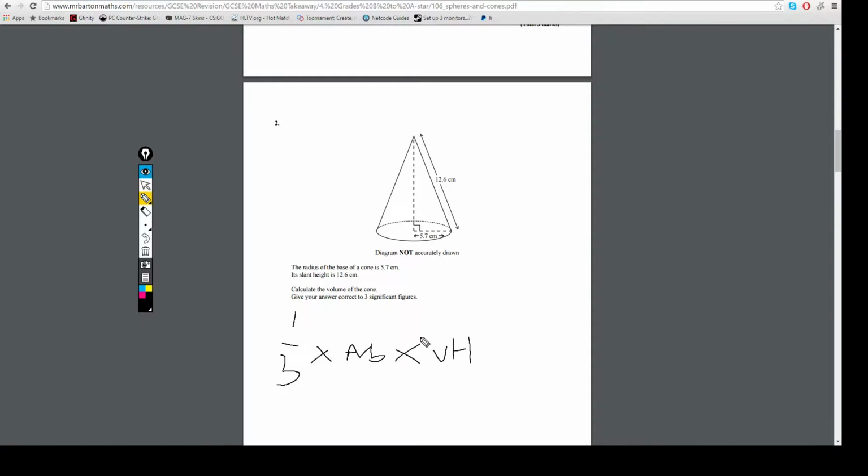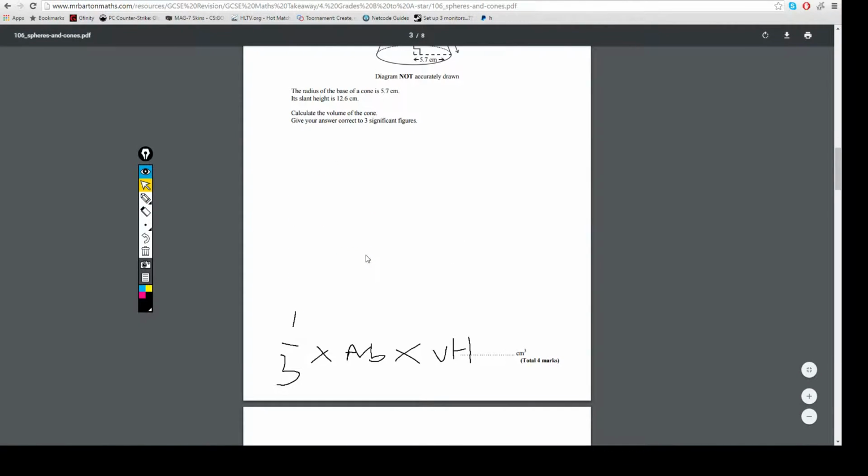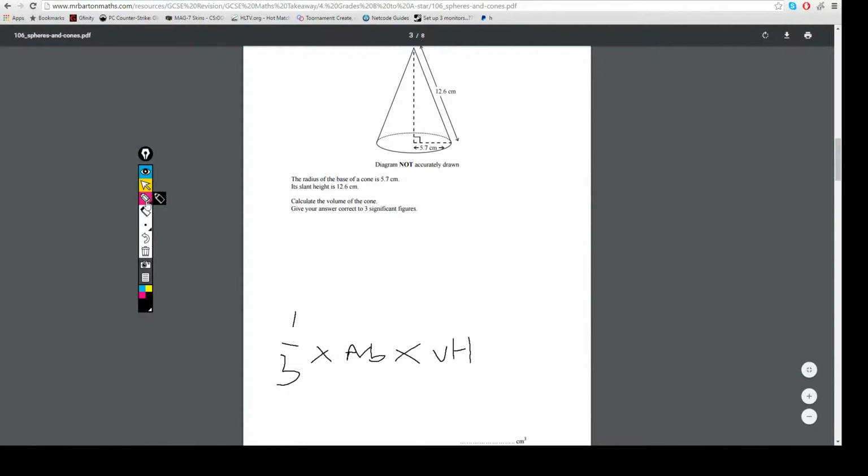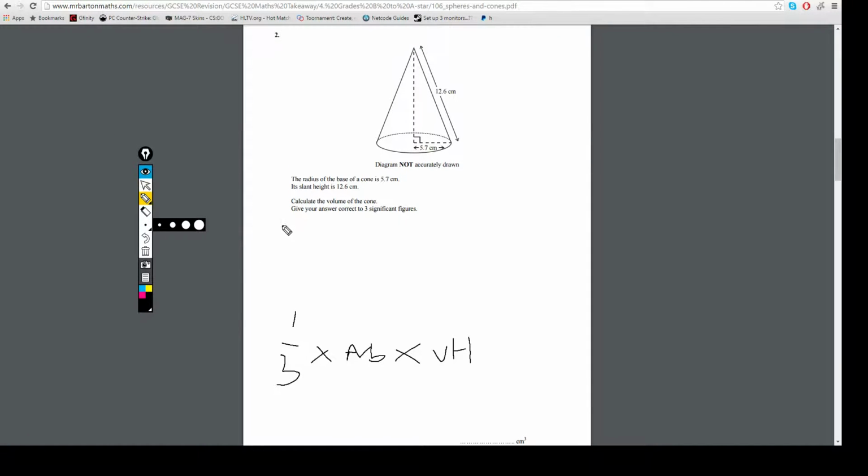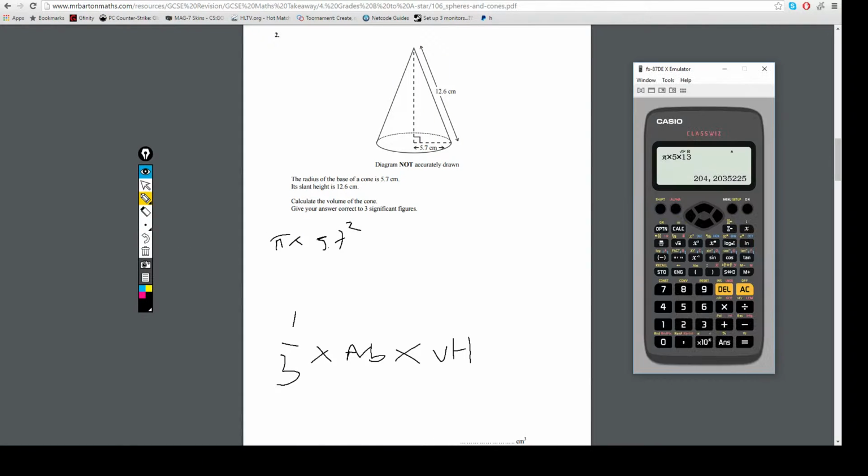So what we've got to do is work out the area of base, obviously, pi r squared, which we can do right now. So I'm going to go down a bit. Sorry about this. This is a very awkward program that I'm using right here to present all these drawings to you. So what we're going to do is pi times r squared, which is 5.7 squared in the end. And we're going to type that into the calculator.